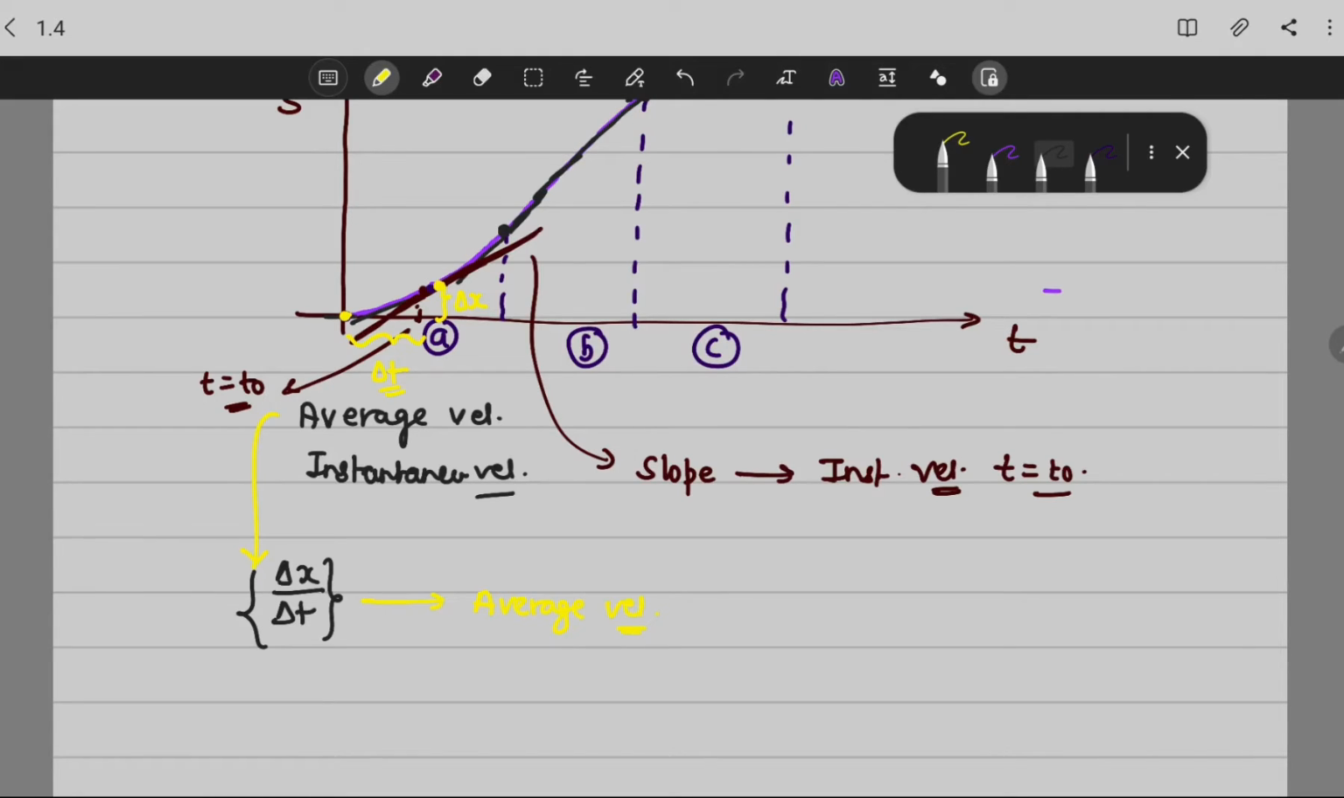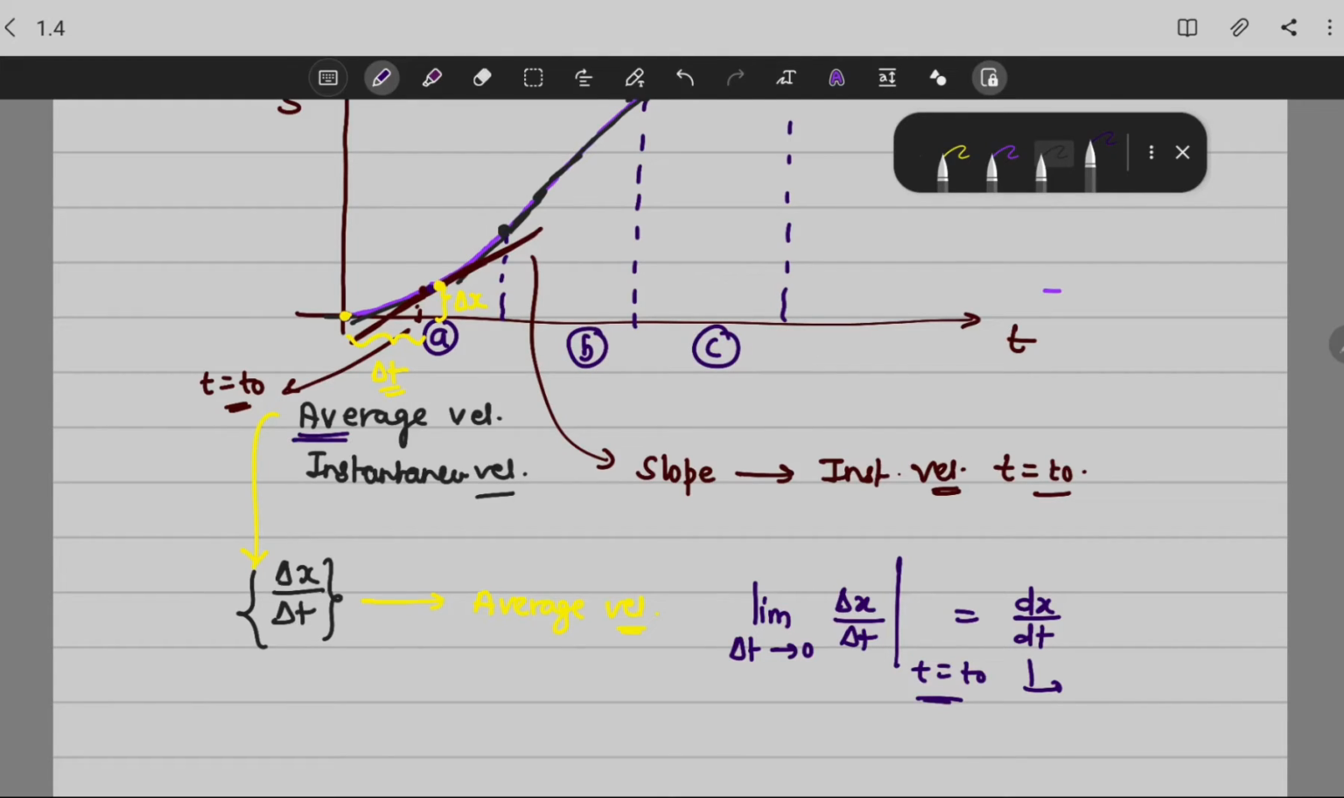I hope it is clear. But if we want to find the instantaneous velocity, we can take the limit of delta t tending to 0, delta x upon delta t at the point t is equal to t naught, then we get dx upon dt. So this denotes the instantaneous velocity at the time t is equal to t naught.